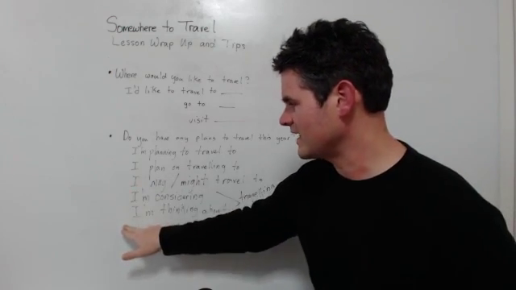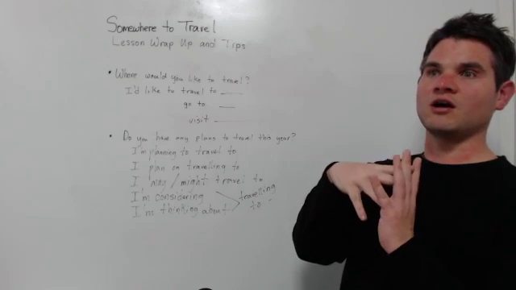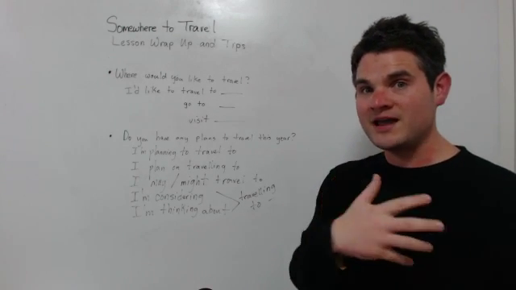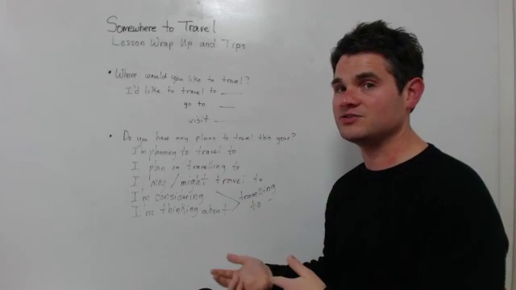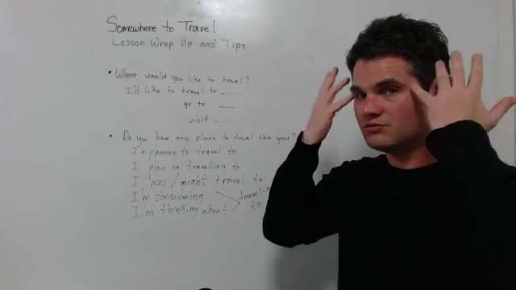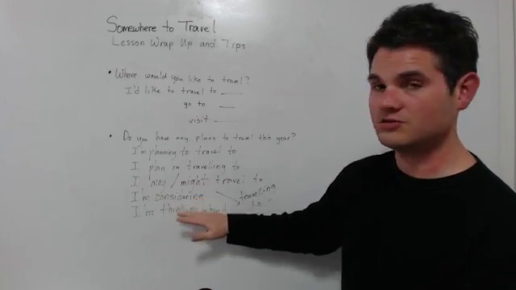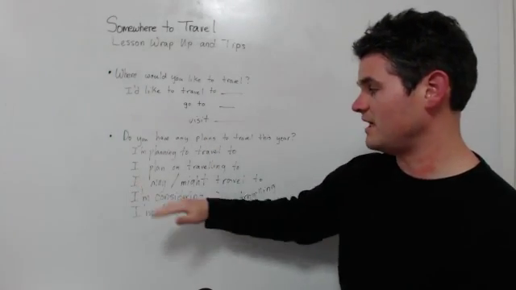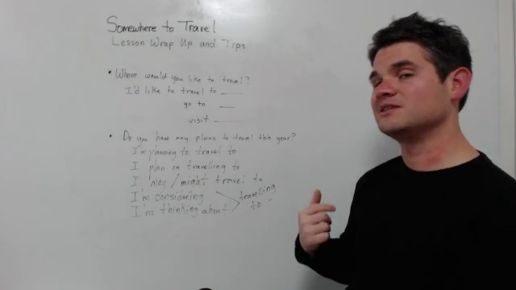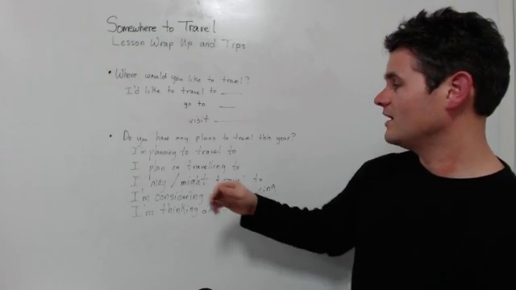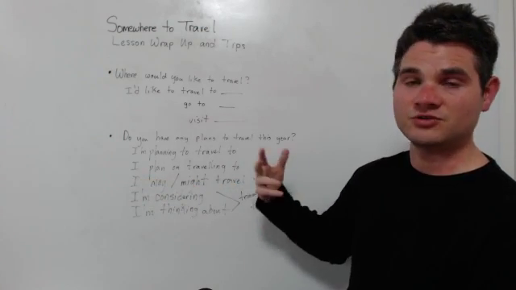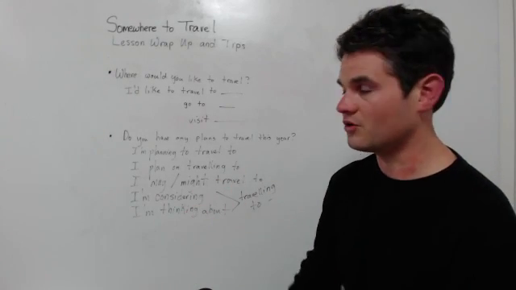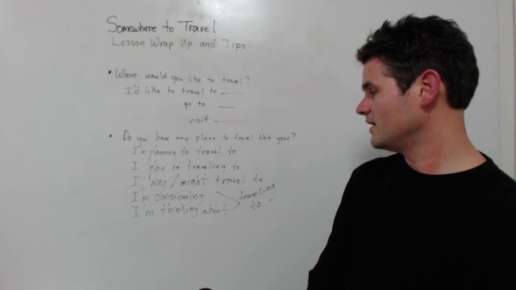Now, right here, these last three are not definite. You may travel this year, you may not travel this year, so you still do not know. You can use some of these phrases to answer this question. You can say I may or I might, which means there's a possibility. So you can say I may travel to New York this year. I might travel to New York this year.